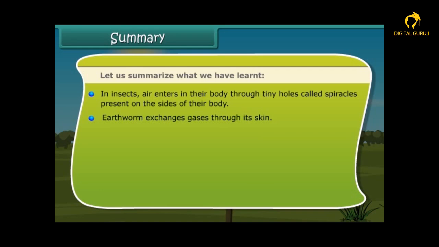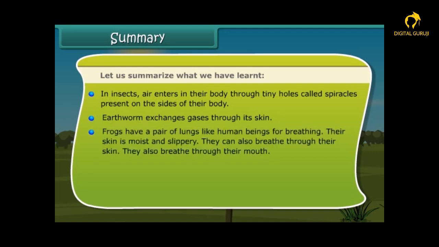Earthworm exchanges gas through its skin. Frogs have a pair of lungs like human beings for breathing. Their skin is moist and slippery. They can also breathe through their skin. They also breathe through their mouth.